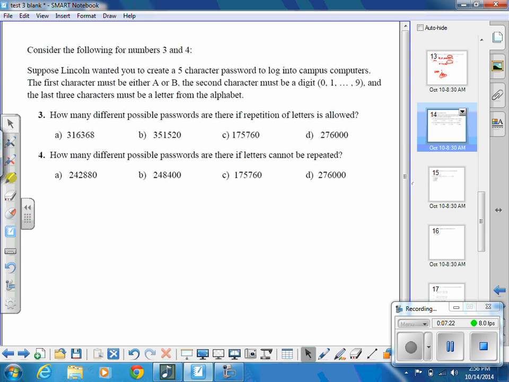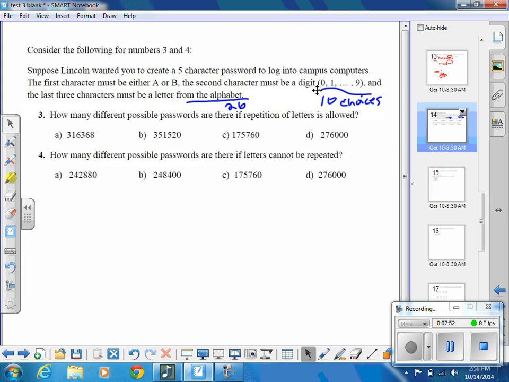Okay, considering the following. Okay. Now, this is saying Lincoln wants us to create a 5-character password to log on to campus computers. The first letter could be A or B. I only have 2 choices, A or B. The second character must be a digit, 0 to 9. Here's the thing, 0 to 9, that's 10 choices, 10 numbers there, okay? Because 0 counts as a number. And the last 3 characters must be a letter from the alphabet. Well, there's 26 letters in the alphabet.